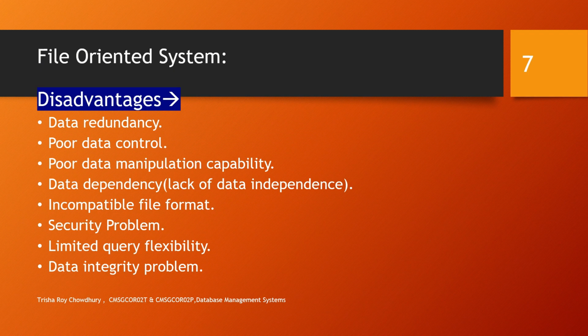Here are some disadvantages of file-oriented approach system. Number one is data redundancy. Number two is poor data control. Number three is poor data manipulation capability. Number four is data dependency, or we can say lack of data independence. Next is incompatible file format. Next is security problem. After that, here comes limited query flexibility, and last but not the least is data integrity problem.